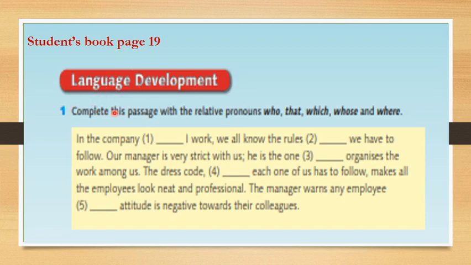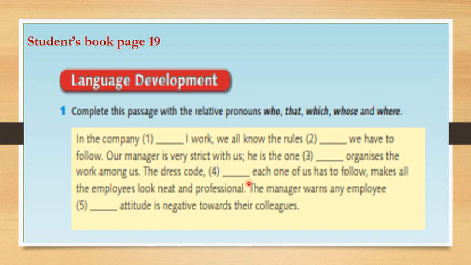Exercise number 1, complete this passage with the relative pronouns who, that, which, whose, and where. And here I'm going to remind you that we use who to define a person, that to define both a person and an object. We use which to define an object, and whose we use with possessives. And finally we have where, which we use to define a place, or when we talk about a place.